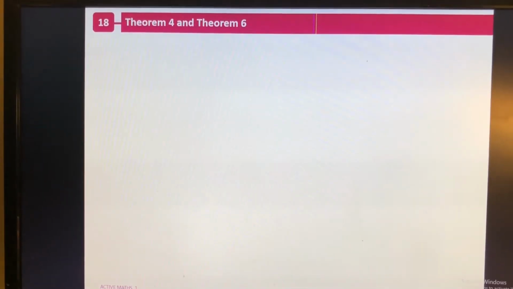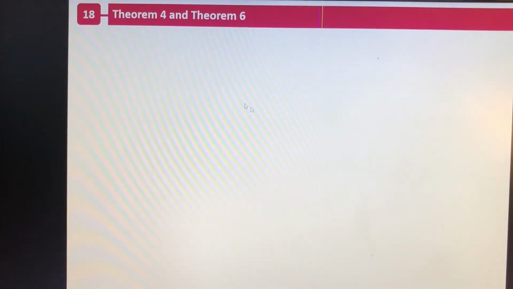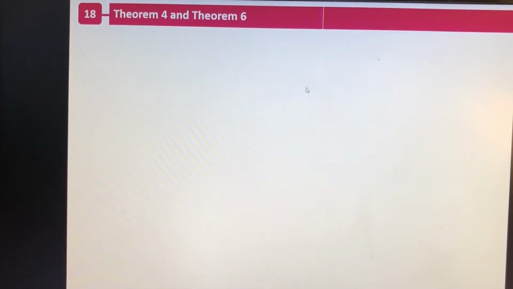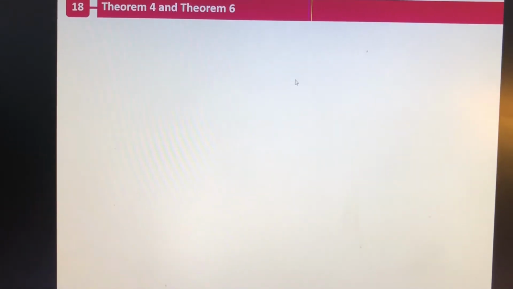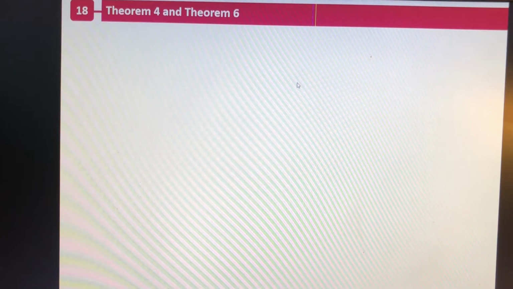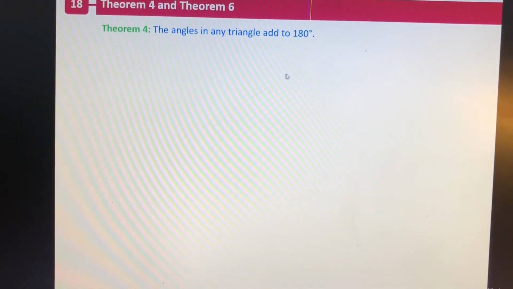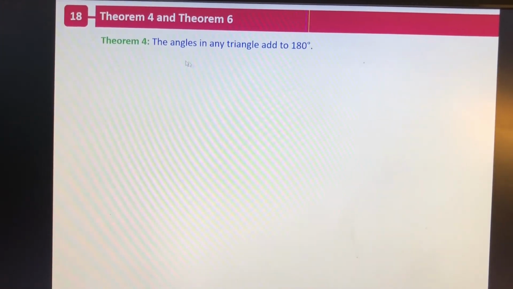So in this lesson, we're going to look at two more theorems that are associated with triangles, and they're Theorem 4 and Theorem 6. So far this week, after this lesson, we will have covered all theorems from 1 through to 6. Okay, so first let's look at Theorem 4.